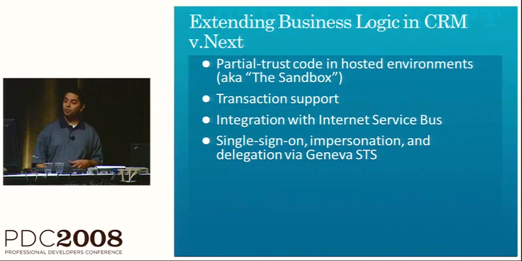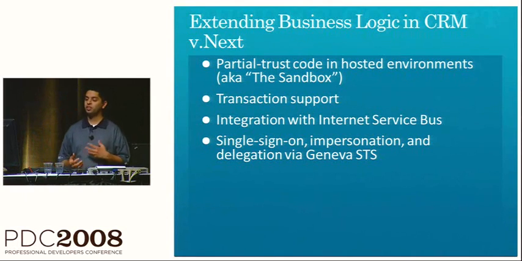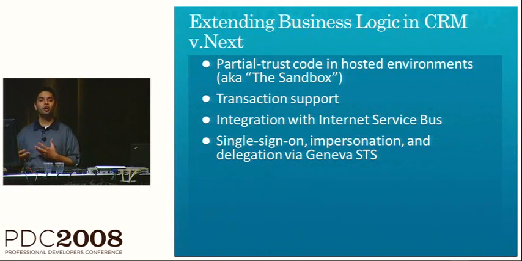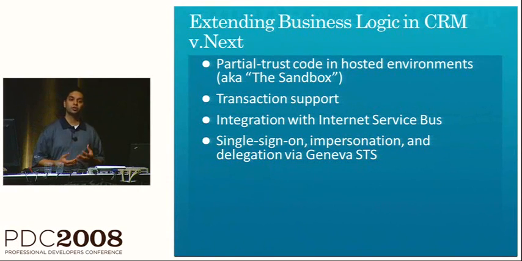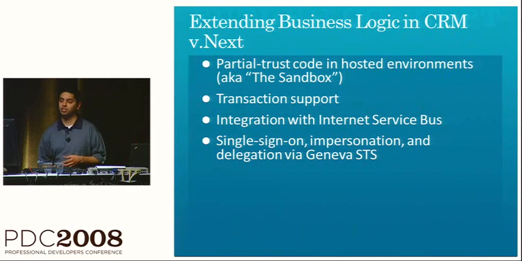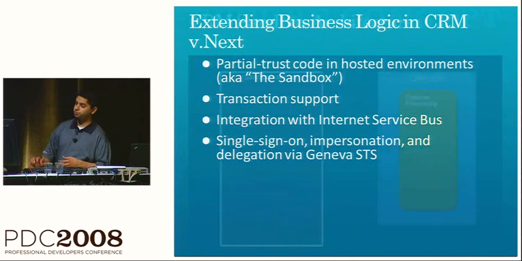And then, one of the common pain points we've seen is as we got all these different services integrating with one another, how do we give end users that single sign-on experience and let you impersonate and delegate the privileges of the users so that you can create data on behalf of the users that are interacting with your service. And we're looking at using the Geneva STS capabilities that you've seen over the last couple of days in the next release of CRM to do some of that.